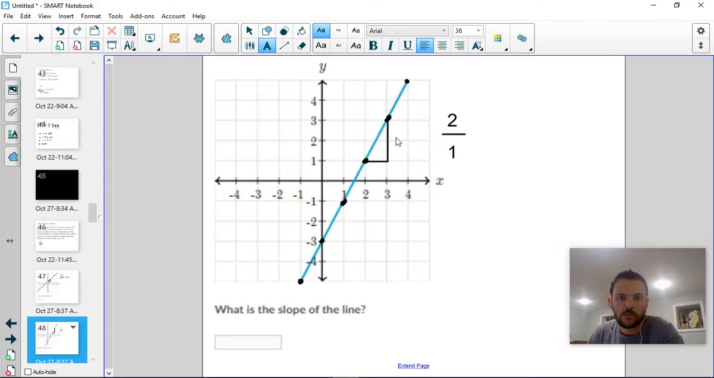Let's put these in here too. 2 over 1. Now that's going to be equal to what? We simplify that. 2 divided by 1, 2 over 1 equals 2. So this time our slope is 2.